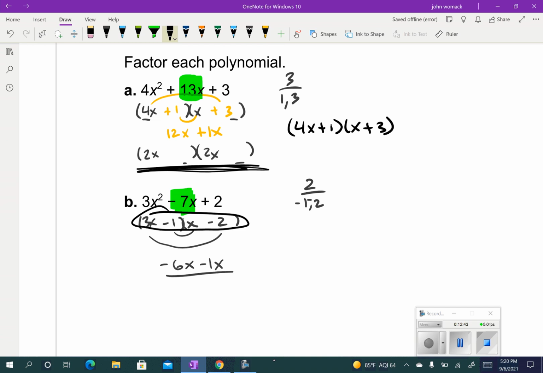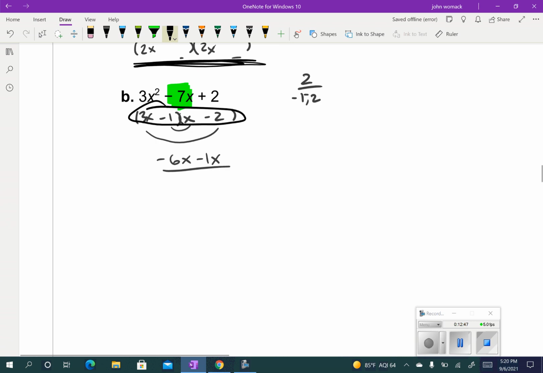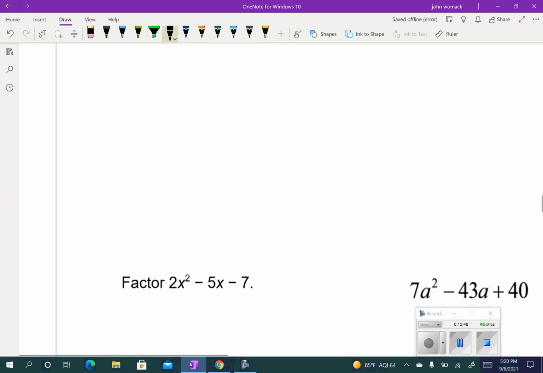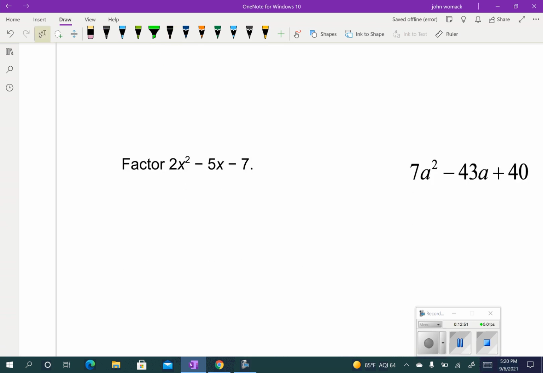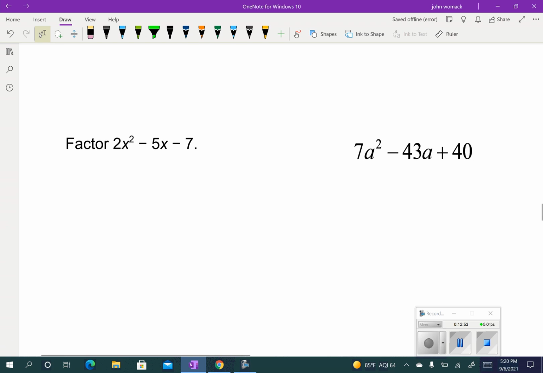Now again, that was a pretty simple one because there wasn't a lot of combinations. You'll get to some of these problems where there are a lot of combinations, and then it starts to get a little bit trickier. I want you guys to try this one right here. So pause the video, factor 2x squared minus 5x minus 7, then come back and we'll go through it together. You can check your work.